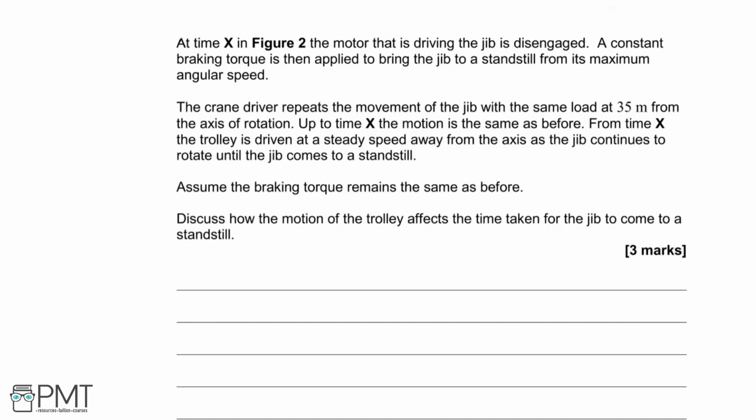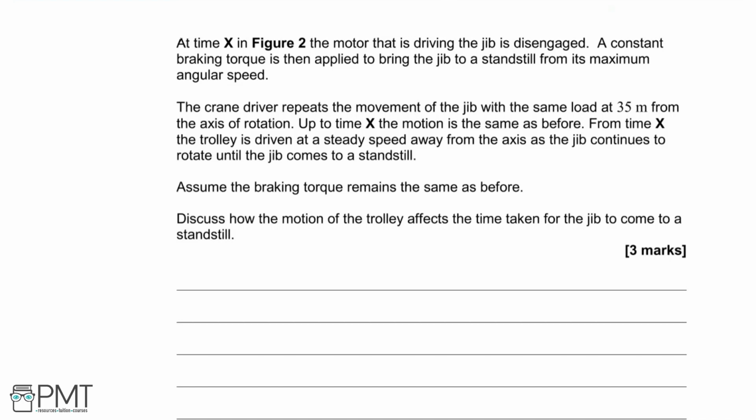From time x, the trolley is driven at a steady speed away from the axis as the jib continues to rotate until the jib comes to a standstill. Assume the braking torque remains the same as before. Discuss how the motion of the trolley affects the time taken for the jib to come to a standstill.